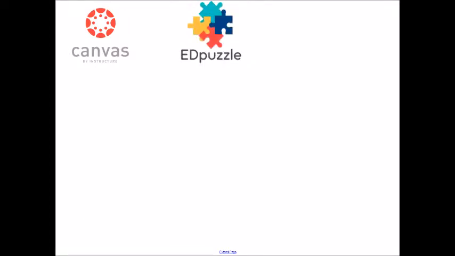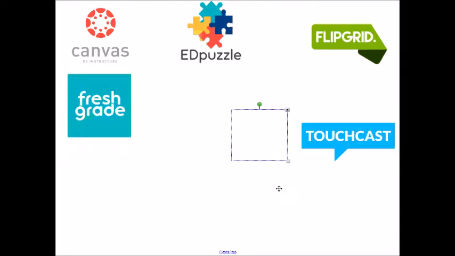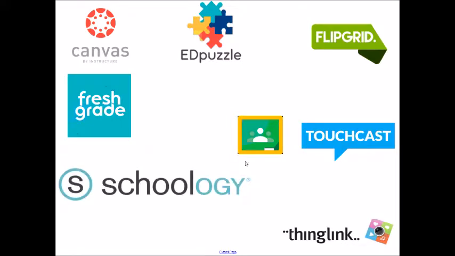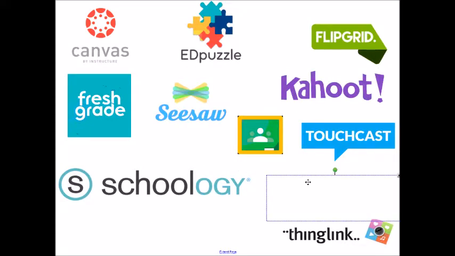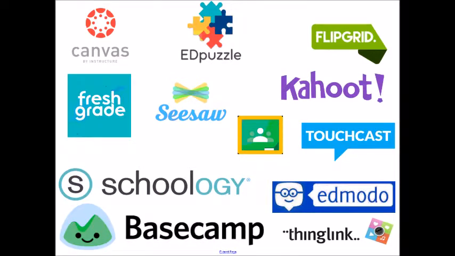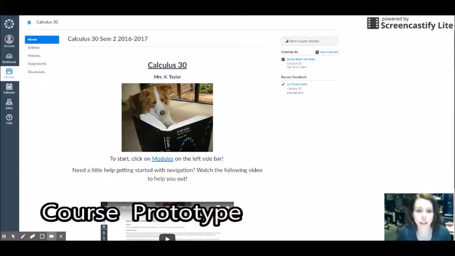In making my prototype, I used 3 main tools: Canvas as my LMS, Edpuzzle, where I made videos that had activities in them, and Flipgrid for video interaction. But that is not even the tip of the iceberg of the tools that I played with in this course. TouchCast, FreshGrade, Google Classroom, ThingLink, Schoology, Kahoot, Seesaw, Edmodo, Basecamp. This is just a small picture of the things that I played with and that I want to look into more in the future. So, did I learn about new tools? You bet I did.